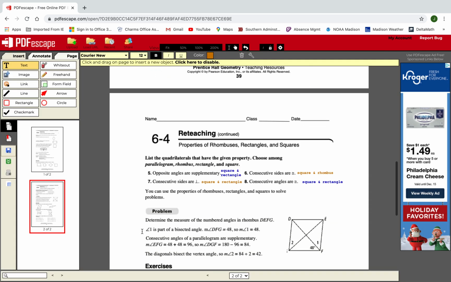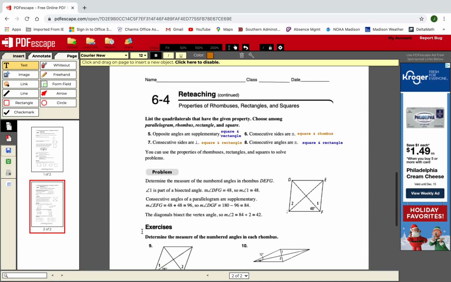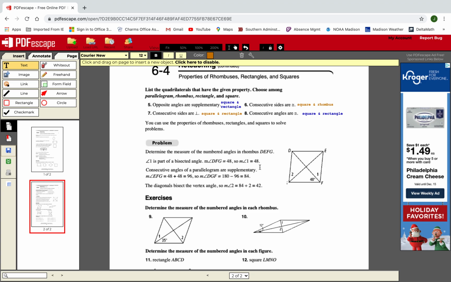You can use properties of rhombuses, rectangles, and squares to solve problems. So looking at this one, it says determine the measure of the numbered angles in rhombus DEFG. That must be a G, it's kind of rubbed off there. It says that angle 1 is part of a bisected angle. If that angle is bisected, then if this is 48, then that's 48. And angle DFG is 48, so angle 1 must also be 48.